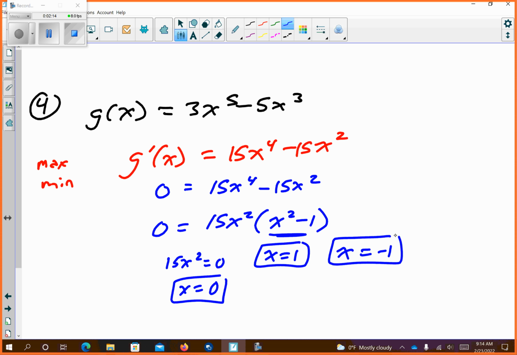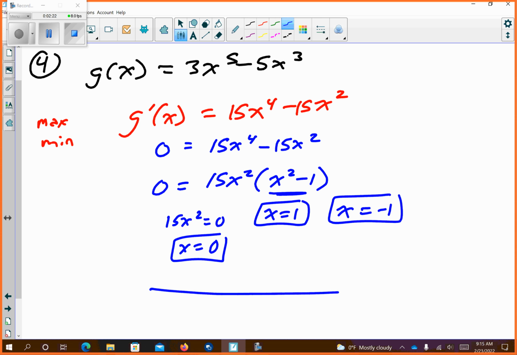Now we have to determine where it could be a max and where it could be a min, and we're going to do that based on our derivative line. So I have negative 1 here, I have 0 here, and I have 1 here. These are our critical values. Remember, a critical value could be a max, min, or a point of inflection, and that's based on our sign line. So if I pick, say, negative 10 on the far left, we just have to think about what the sign would be.